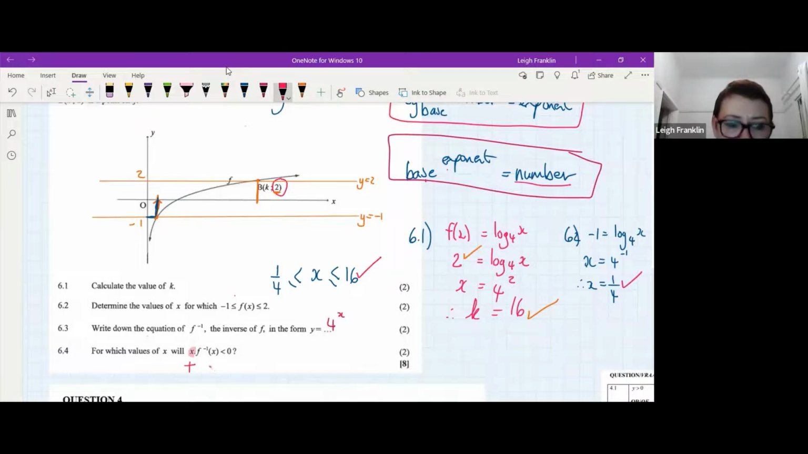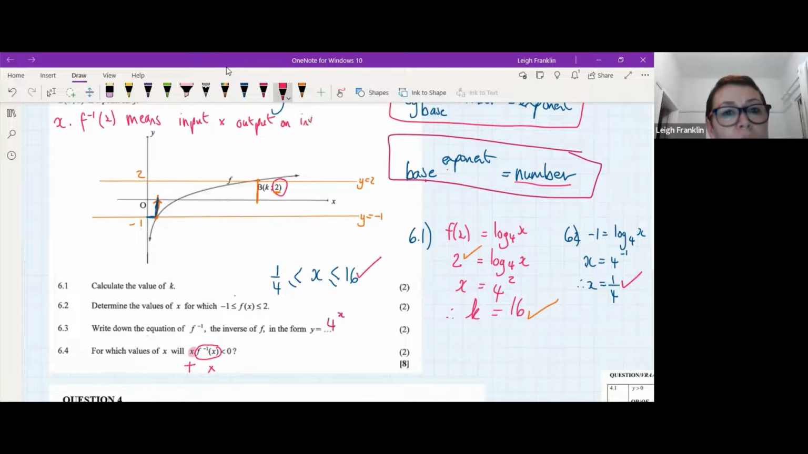The dot means multiply. And this is our mathematical way of writing outputs on the inverse. So we're talking about input times output. That's really what it means. I'll write it over here: x times f minus 1 of x means input times output on the inverse.